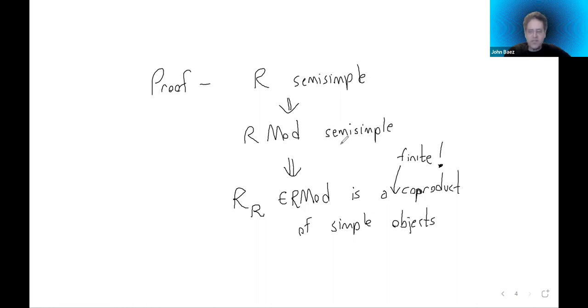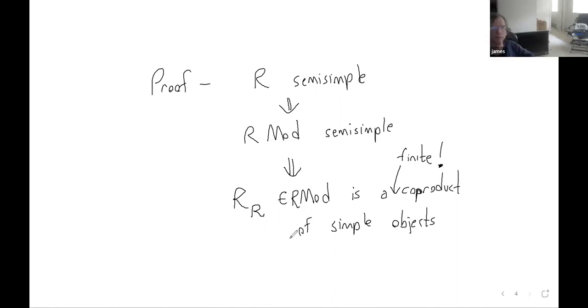So there are different ways to deal with a glitch, right? One way to deal with it is you say, don't use R mod, use finitely generated R mod, and decree that every object in there is a finite coproduct of simple objects. So anyway, whatever. Okay, I'll straighten that out sometime.